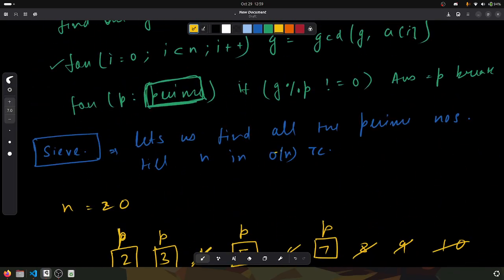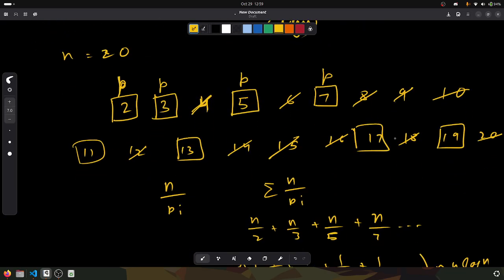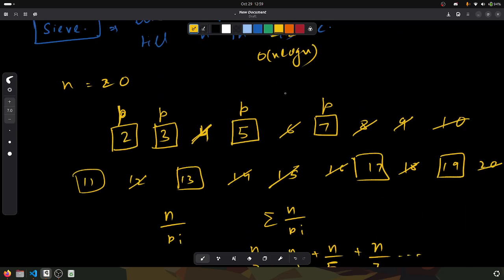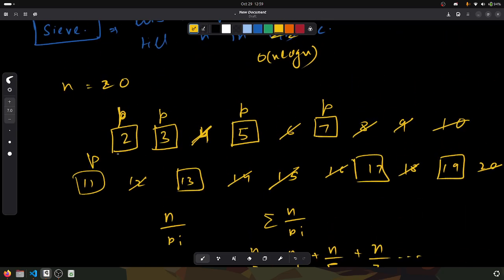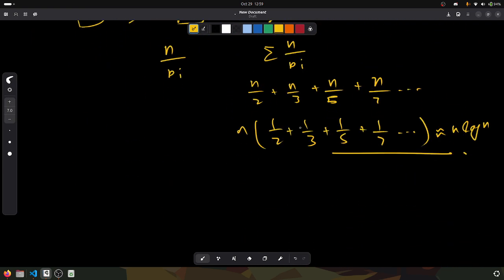Oh, actually I made a mistake here. This is O of n log n. And in O of n log n we will find all the prime numbers. So you guys can go and check this algorithm out. I just briefed it here. I'll not be showing the implementation. You guys can implement it on your own. I'll link my implementation in the description.